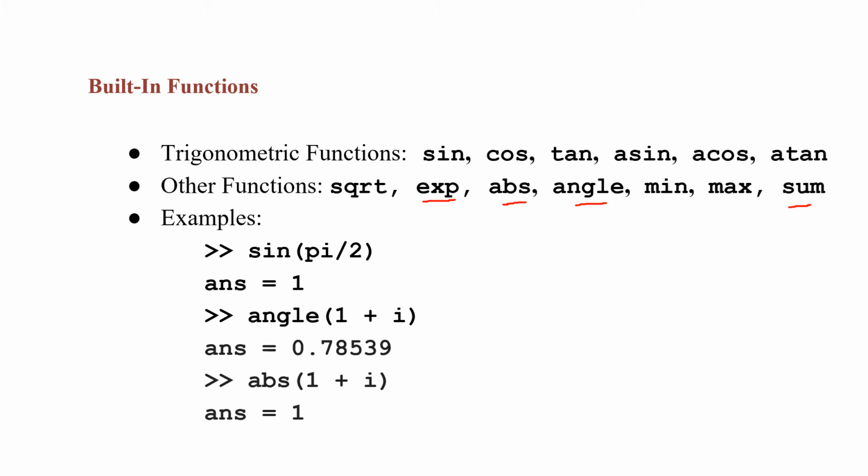So here's an example of using the sine function to evaluate the sine of pi over 2. And the answer we get is 1. Here we're finding the angle of 1 plus i, and this is the answer we got. And in the last command, we're finding the magnitude of 1 plus i using the absolute function.